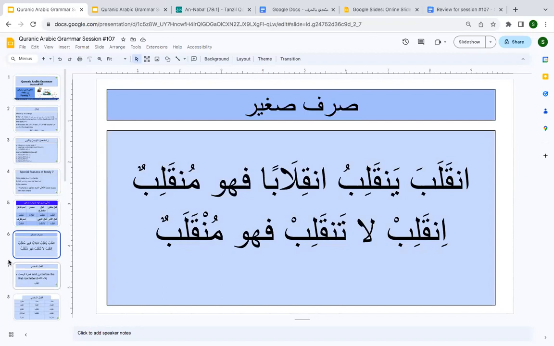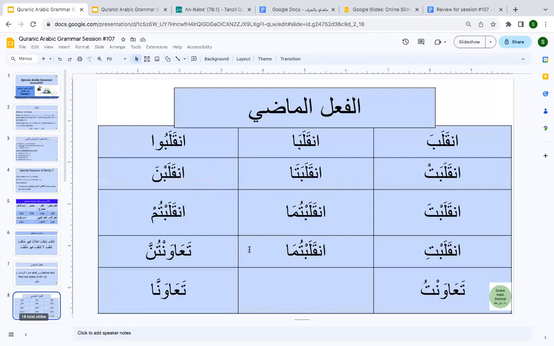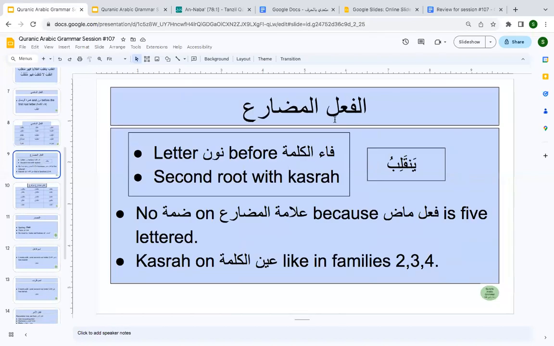Everyone with me? When you see failul madin, my dear sisters, with hamzatul wasl and noon before the first root letter, like inqalaba, you know how to make sarf kabir of failul madin. I'm not going to spend more time on that. In failul mudare, I want you to remember, after alamatul mudare and before your faul kalima, you will see a noon, which is the sign of the family. Noon before the first root letter is the sign of the family in the case of failul mudare, and your second root is with kasra. Everyone with me so far?